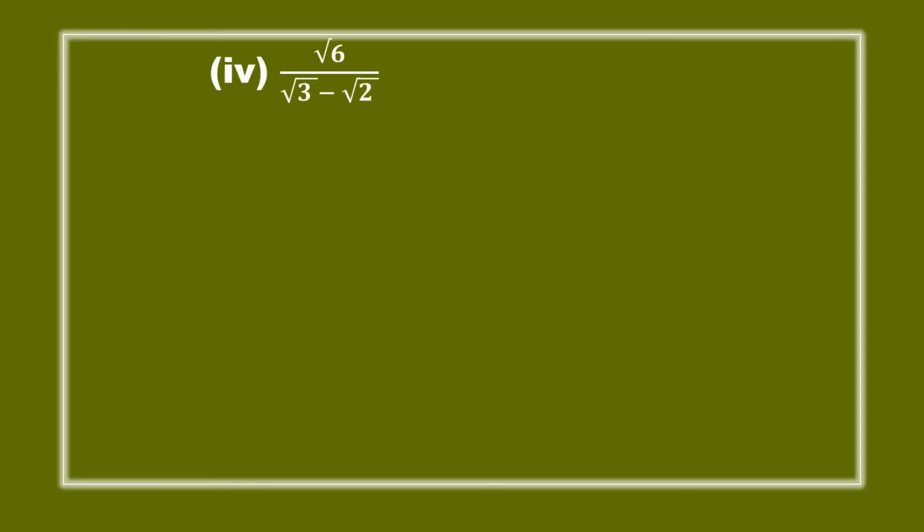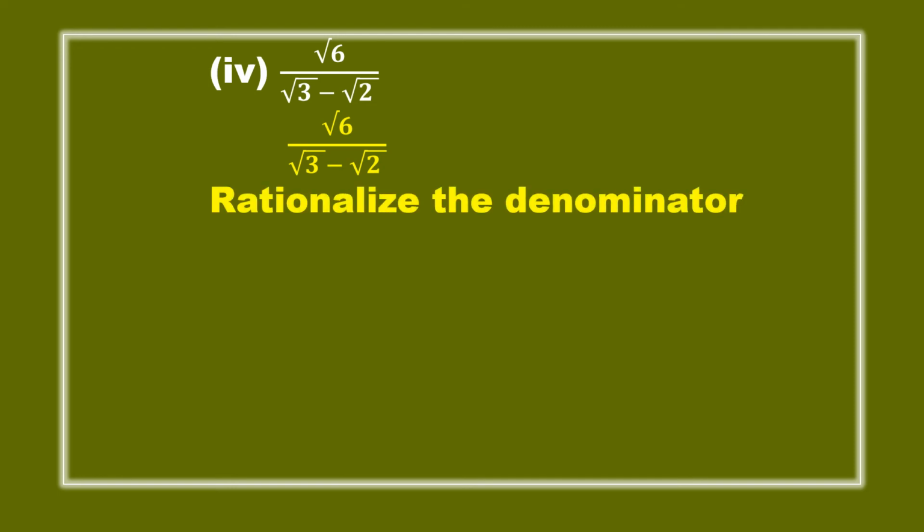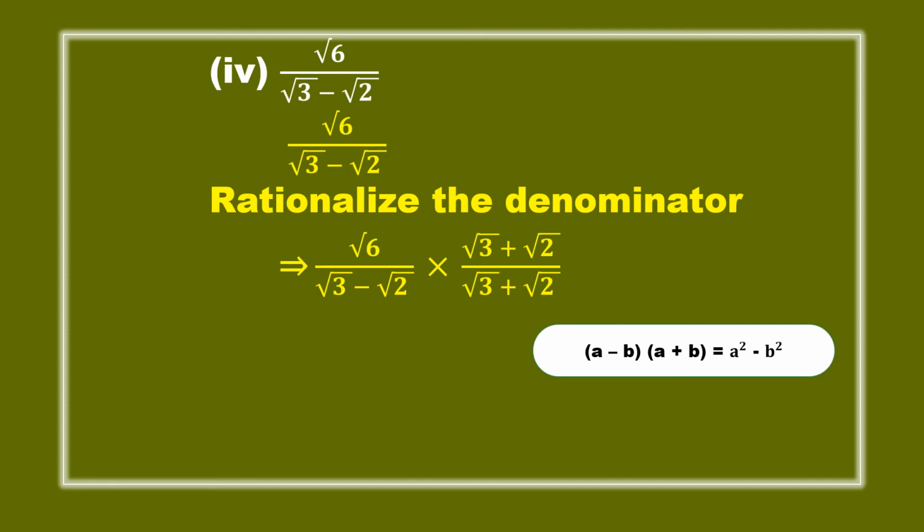Here is your next question. Root 6 by root 3 minus root 2. Okay, so here we have minus symbol. So we should write its opposite symbol and we should multiply and divide it. Right? That is our rationalizing the denominator. So rationalize the denominator means we should write into root 3 plus root 2 by root 3 plus root 2. Okay, multiply the numerators, and in the denominators multiplication we'll have always one identity, that is a minus b into a plus b equals to a square minus b square.